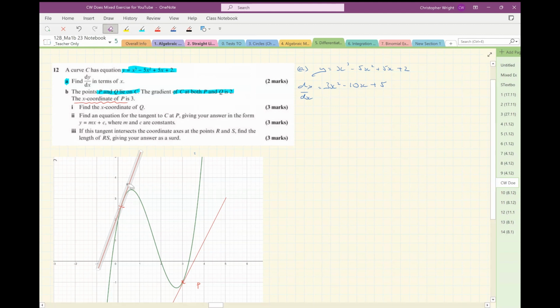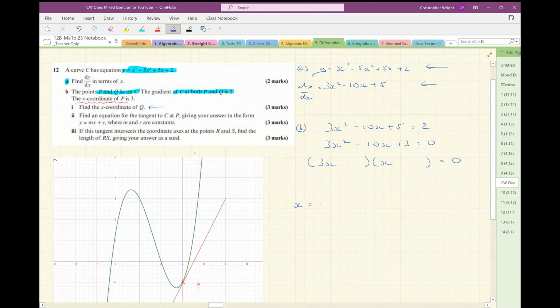So let's now find where the point Q is going to be, or at least find its x-coordinate, because that's what we're asked to do. So find the x-coordinate of the point Q. So I've got the equation of my curve here, and I've got the gradient function, and I know that at the point Q, the gradient is 2. So I'm going to set my gradient function equal to 2 to find out which x-coordinates give me a gradient of 2. Factorising this.